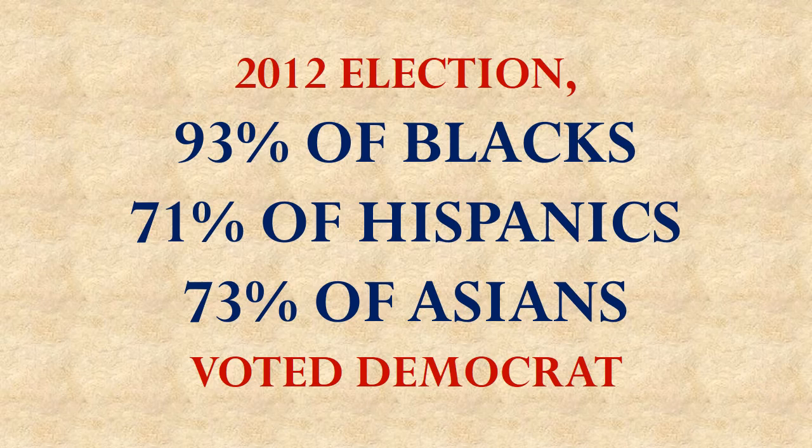They almost, well, I shouldn't say almost always, they, by a clear majority, support the Democratic Party. Blacks are the most supportive. In the 2012 election, 93% of them voted Democrat. But both Hispanic and Asians are over 70% in their support for the Democratic Party.